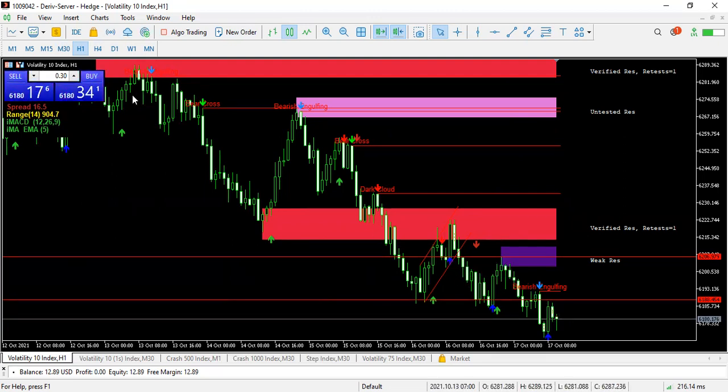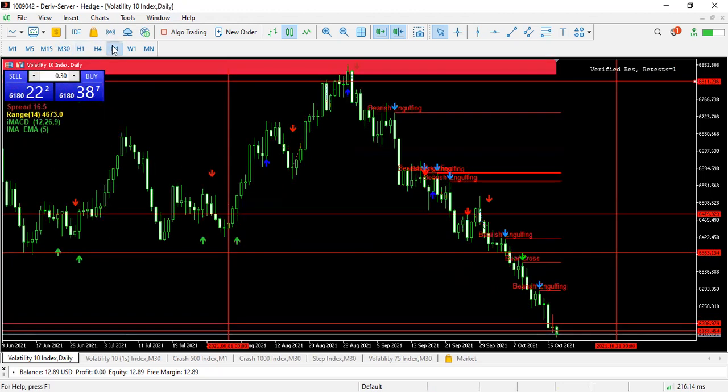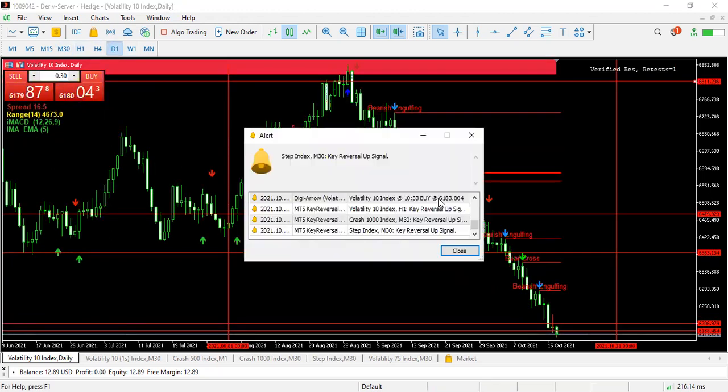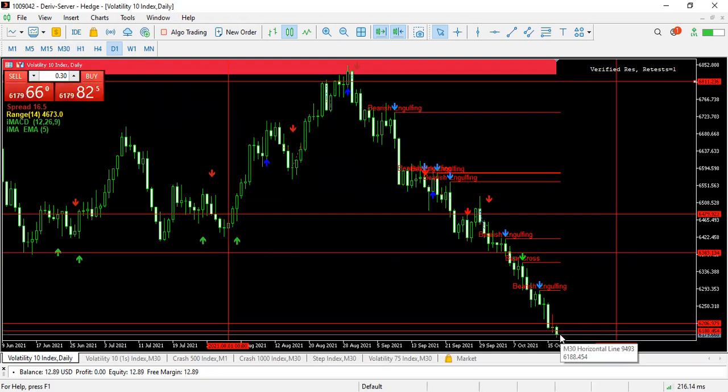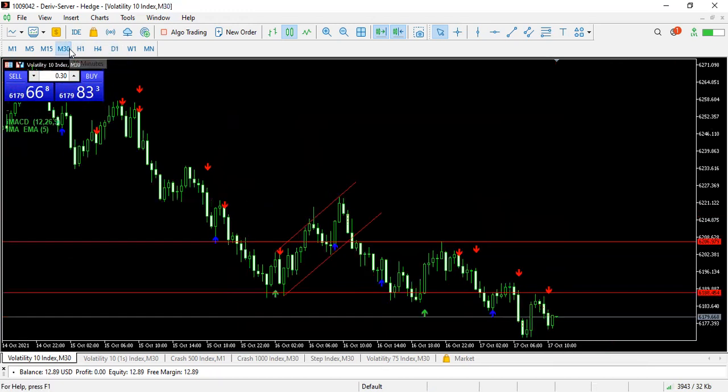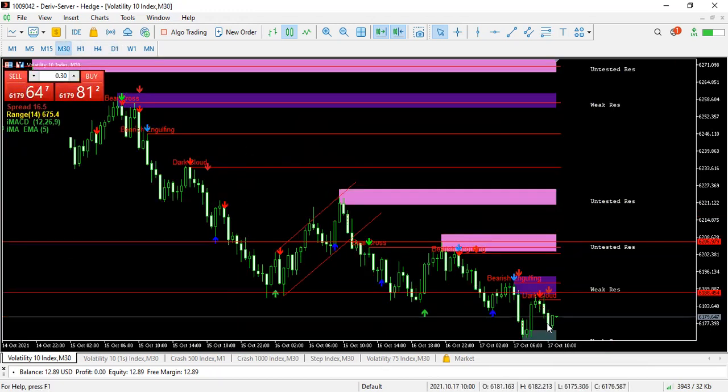So you don't just trade the market because you want to trade. Like this one, I will allow this market to pull back a little bit before I place a trade, because at this point it's late for me to place a trade. So I will allow the market to move a little bit back, so that when I come back to M30, I will be free to place my trade. Look at that, the market is going back.